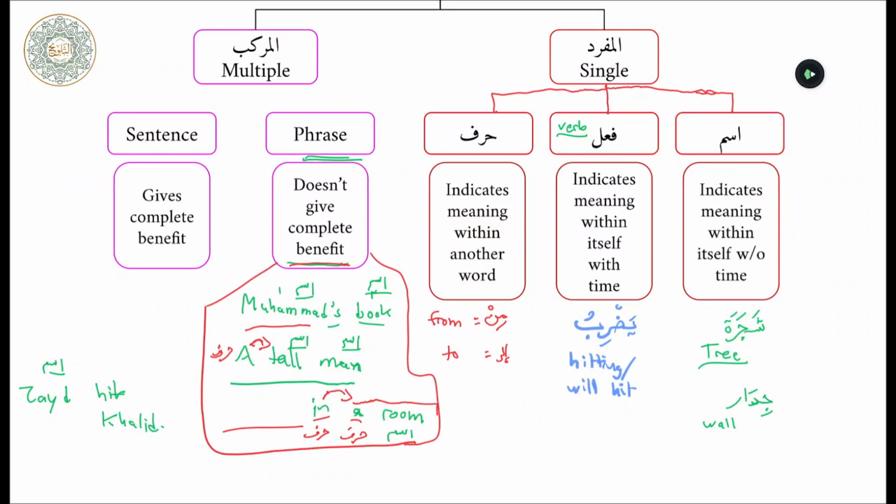Hit gives you a meaning within itself, i.e., beating, hitting, etc. And along with that, hit tells you this is not occurring right now. It's not going to occur in the future. It occurred within the past. So this over here is our example of a fi'l. Why? Because hit gives a meaning within itself, and the word itself also indicates that it's already occurred within the past tense. All right. The meaning which is within itself is attached to a tense, as opposed to Zaid and Khalid that are isms.